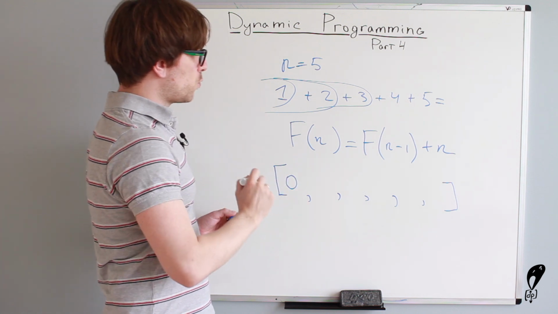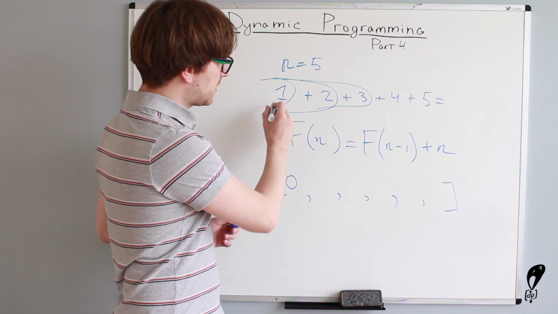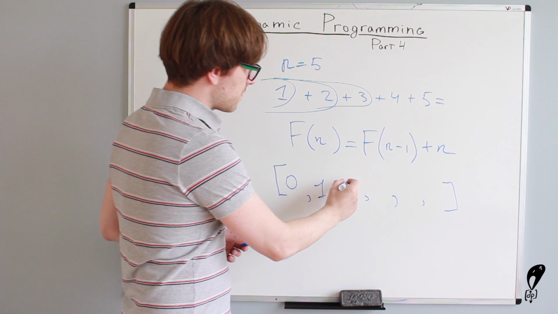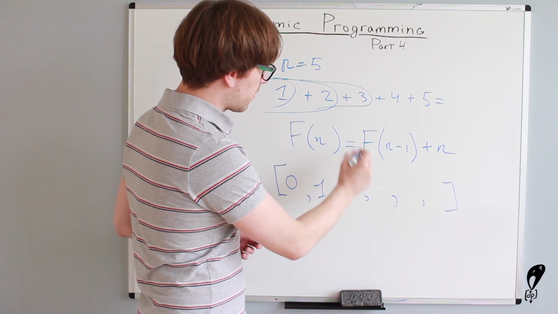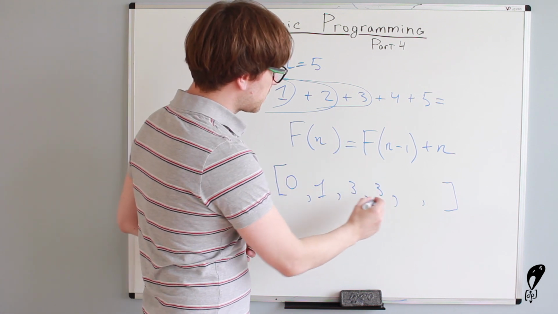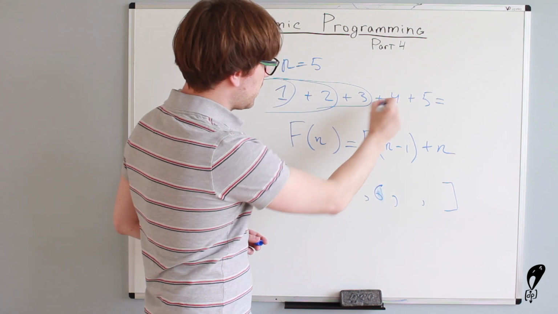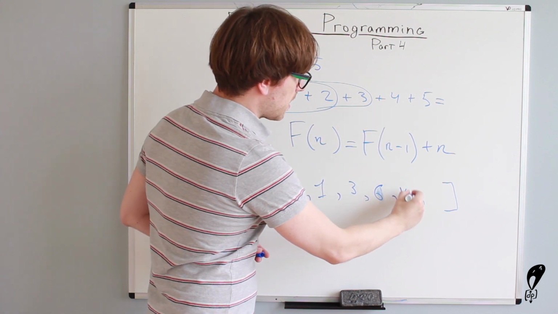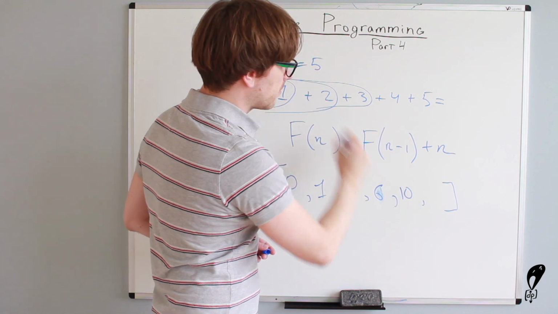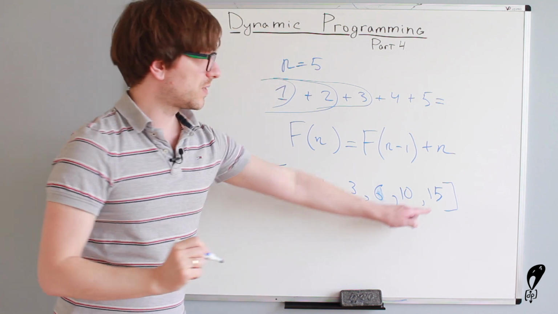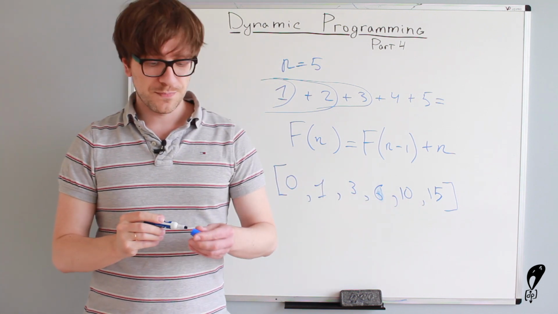So in here, for instance, when n equals 0, the sum is 0. When n equals 1, the sum of all the elements is just the element itself, so it's 1. So for 2, it's 3. Then for 3 elements, it's 6. For 4 elements, it's 10. And then for 5 elements, when n equals 5, the answer is 15. So the result is in the last element.